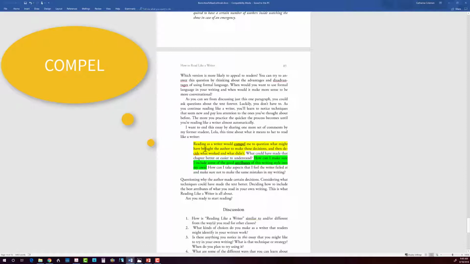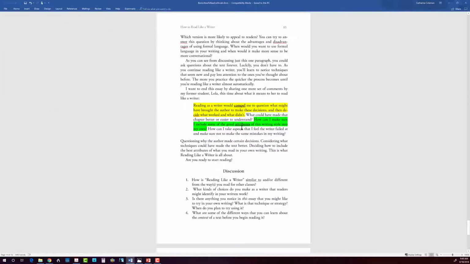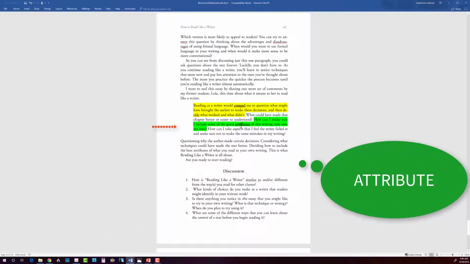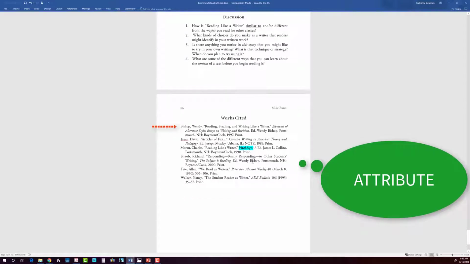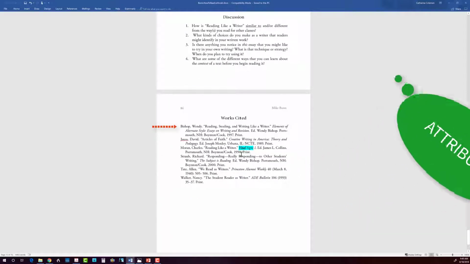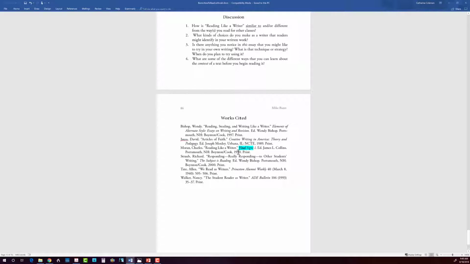Moving on to page 85, we have a verb here, compel. Reading as a writer would compel me to question what might have brought the author to make these decisions. Compel is a very, very good verb. Here is another noun, attribute. How can I make sure I include some of the good attributes of this writing style into my own? This is a regular noun, so it takes an S to make it plural.